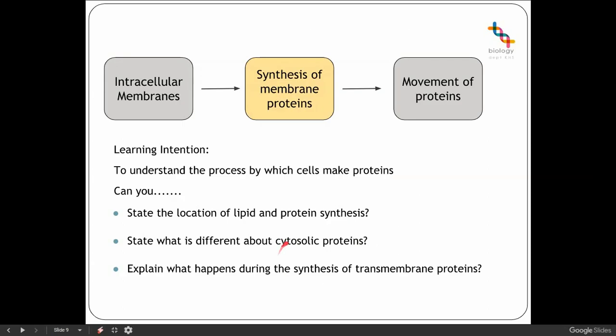So, quick recap, looking at the location of lipid and protein synthesis. Lipids are made on the smooth endoplasmic reticulum from the precursors that are floating free in the cytosol. Proteins are begun in the ribosome in the cytosol, so they're begun on cytosolic ribosomes, and then depending on their eventual location, different things are going to happen to them. If it's a cytosolic protein, then that ribosome will remain in the cytosol, where it's going to complete its translation of the polypeptide and leave the protein floating free in the cytosol.